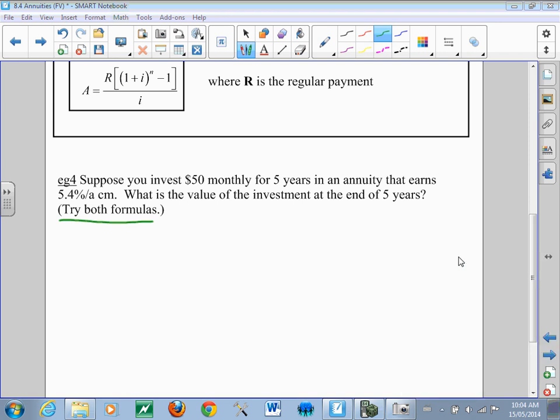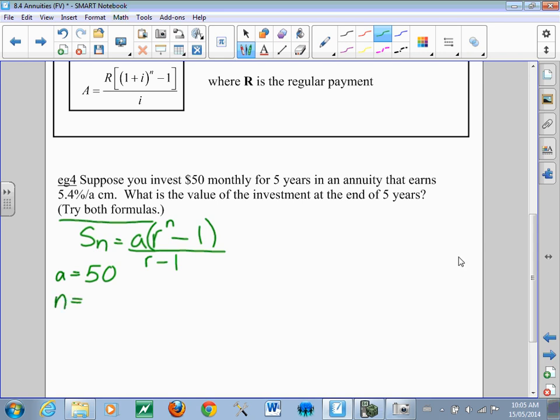Here we go. All right, so the first formula, S at N equals A R times R to the N minus 1. And again, these formulas will be provided for you. So let's sub in. What do we know? We know A equals 50 because that's your amount that you're doing regularly. So that's your payment amount. Okay. N equals 12, which is compounded monthly, times 5 years. So that's going to equal 60. And then we got to figure out R. R equals 1 plus I. So R equals 1 plus 0.054, your interest rate, over 12.